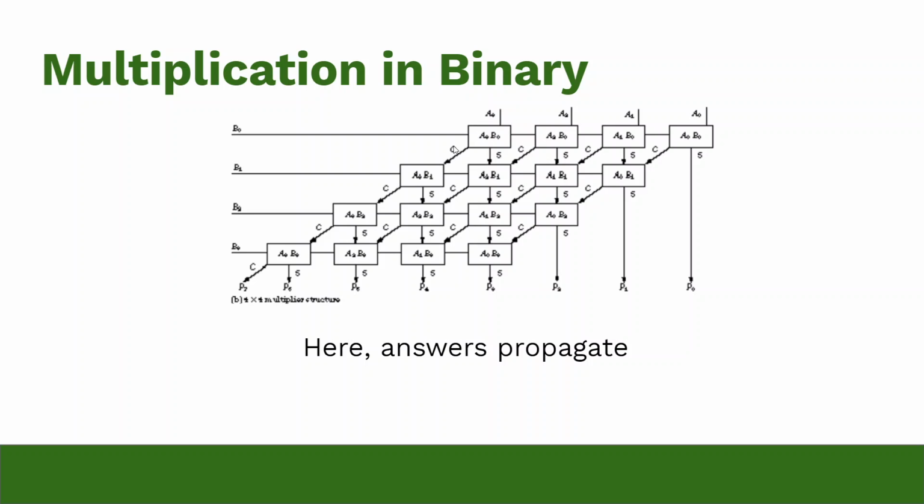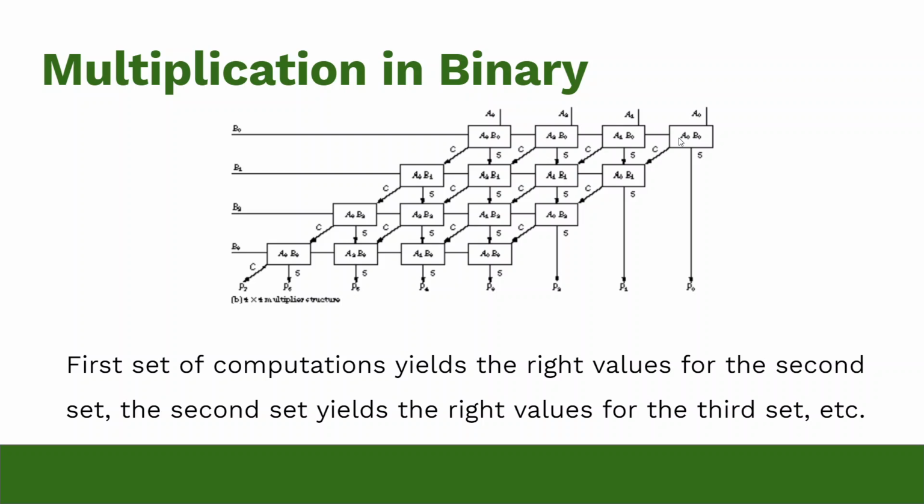Once all of this is done calculating, this can calculate, and once all of this is calculated, this can calculate, and so on and so forth. Obviously, this happens instantaneously, but note that you can't figure out the answers for this row before you figure out the answers for this row. And that's a key here, right? The first set of computations yields the right values for the second set of computations, and so on and so forth.